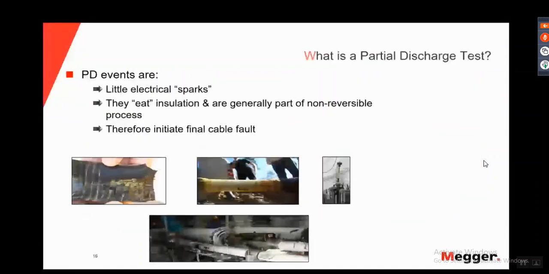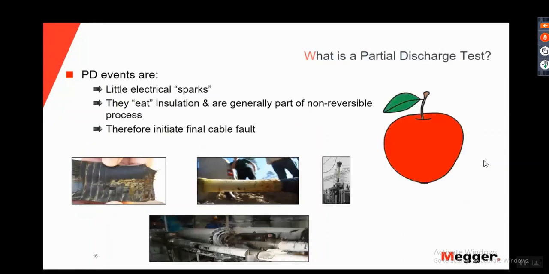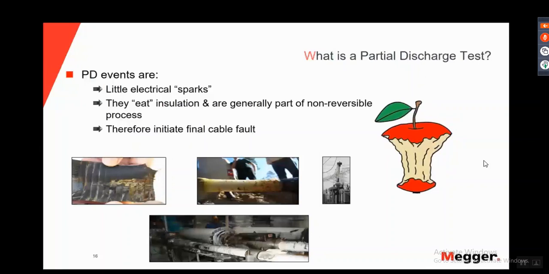Now, let's continue with the third method, that is the partial discharge test. Partial discharges are little electrical sparks, and they eat the insulation of the cable. Generally, partial discharge is a non-reversible process. We have exceptions for this, okay? For instance, in paper insulated cables, we have exceptions. But normally, in general, we will say that partial discharge is a non-reversible process. Therefore, they will initiate the final cable fault.